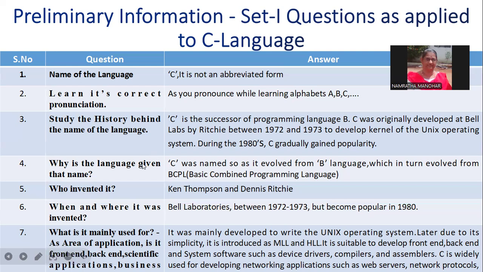Now, why is the language given that name? C was named so as it evolved from B language, which in turn evolved from BCPL, that is Basic Combined Programming Language. Now, who invented it? Ken Thompson and Dennis Ritchie. When and where was it invented? Bell Laboratories between 1972 and 73. But because of its simplicity and its middle-level language features, it gained popularity in 1980.